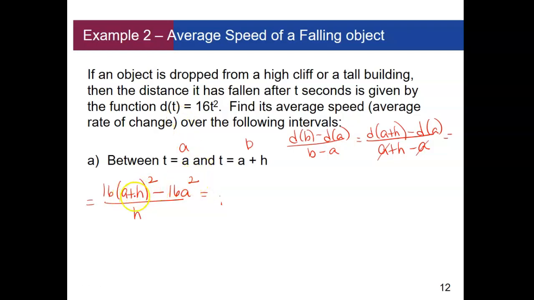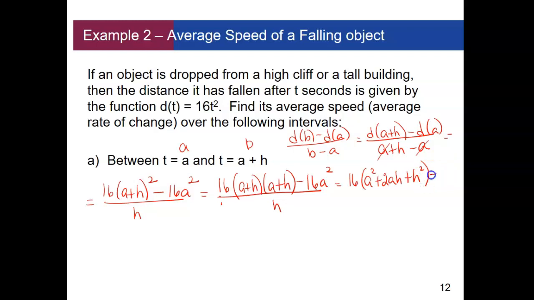Here I'm going to multiply this out. Be sure that you FOIL this or use the box on it before distributing the 16 into it. You cannot distribute the 16 in before you do the power. So we're going to have 16 times A plus H squared minus 16A squared. Okay, this would be 16 times A squared plus 2AH plus H squared.